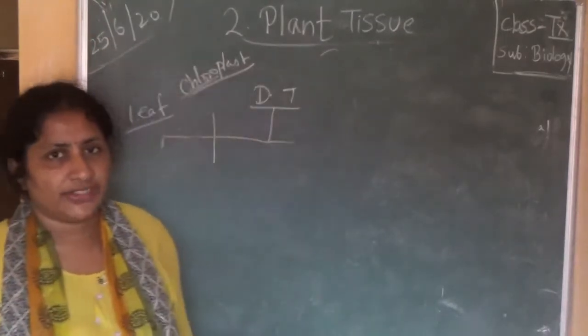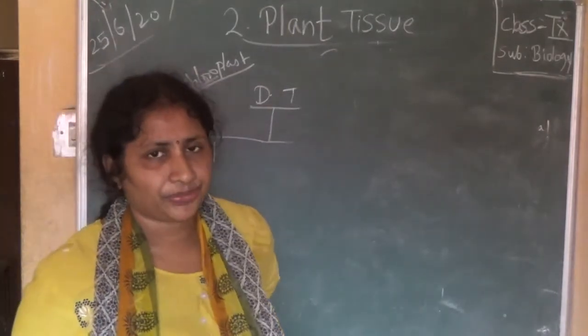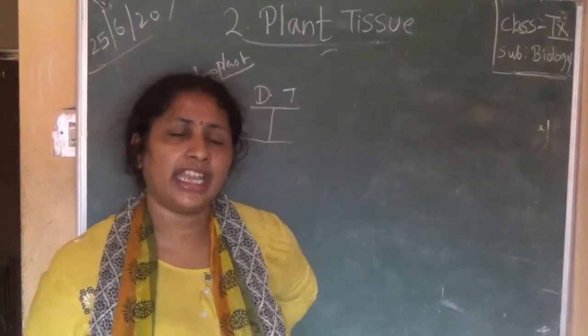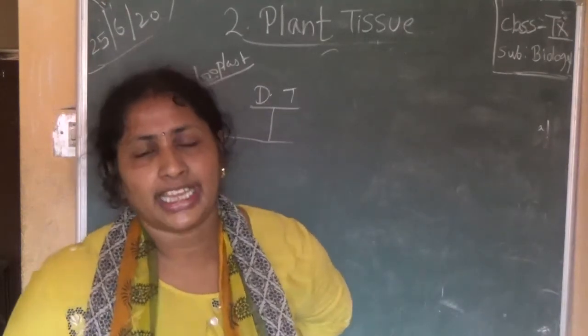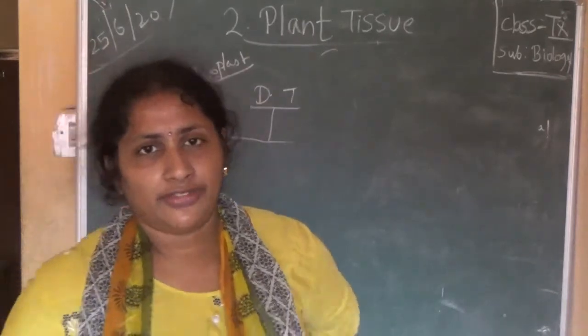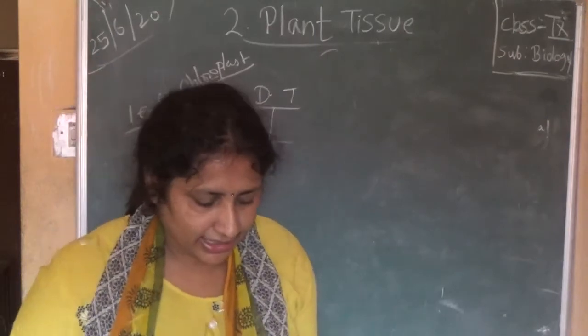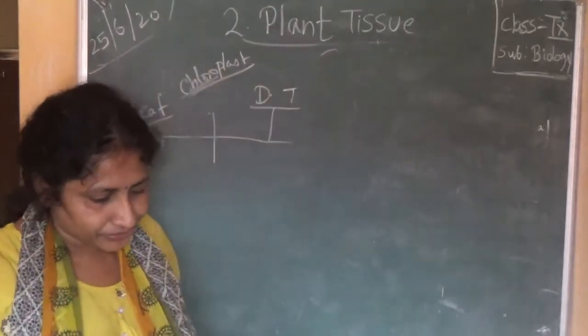Only the epidermis function is given in your textbook. So the epidermis function is, they are more shiny in color, bright in color, and they have stomata. And the stomata are an important part of the leaf, so they are protected by two kidney shaped guard cells.